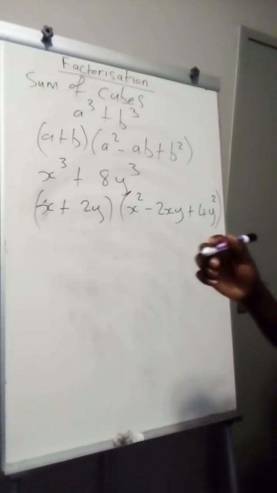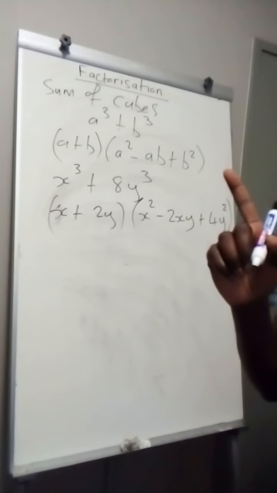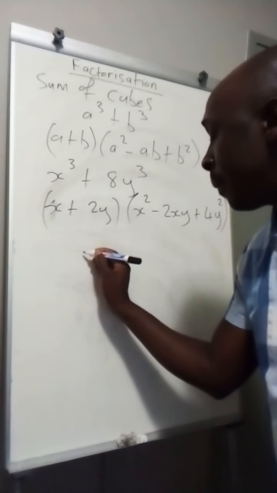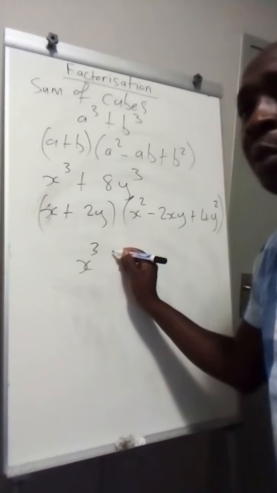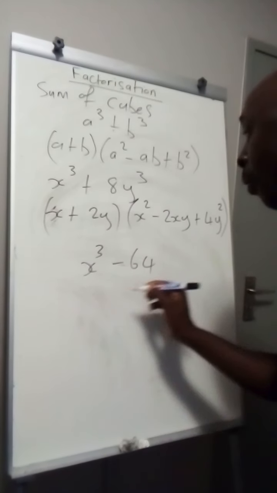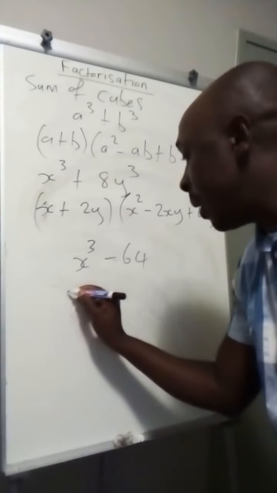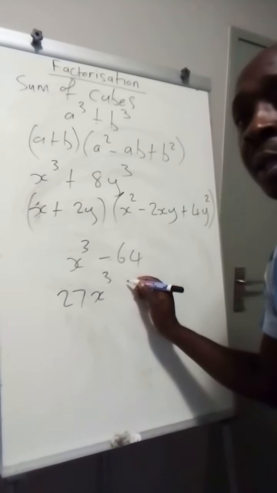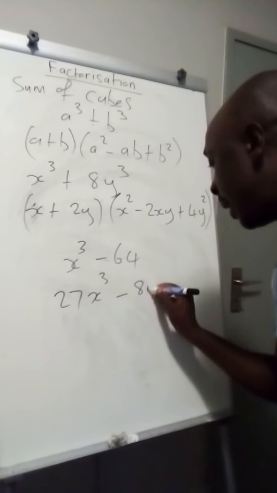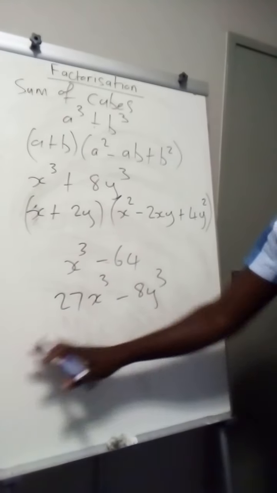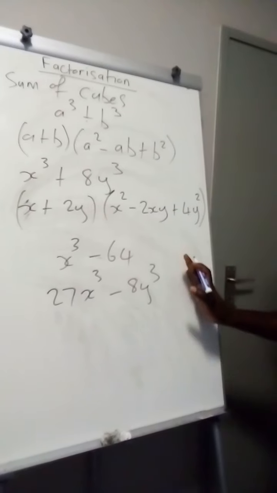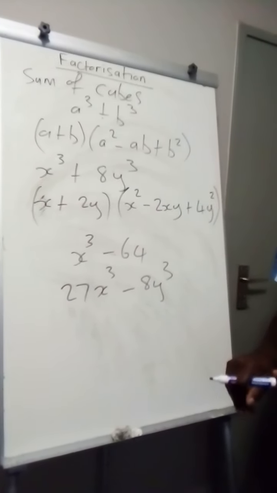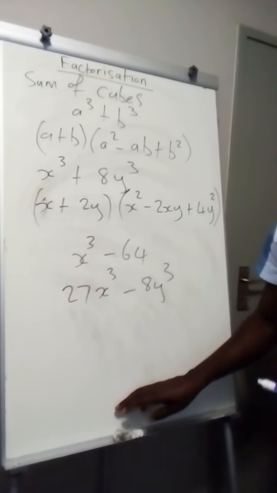Okay, now I want you to try this. I will give you two. The first one is x cubed minus 64, which is also very easy. Another one is 27x cubed minus 8y cubed. Now I want you to try these two. Then any hiccups, any problems, we'll discuss them using our platforms.